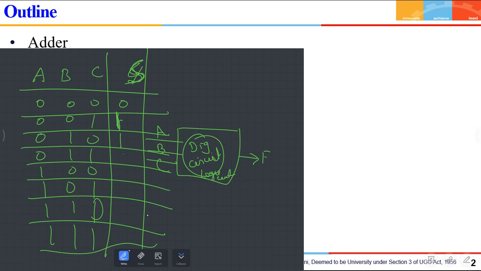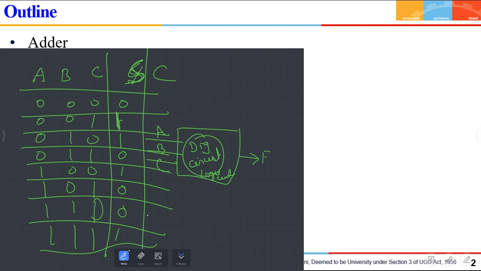What is the sum? Is it 1? Sum is 0, I am asking only, okay, carry will be there, don't worry, right? It is 0, yes or no? Okay, for this 1, for this, and for this, 1, carry will be 1.